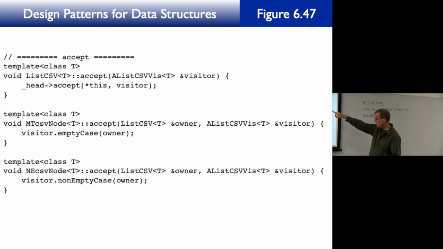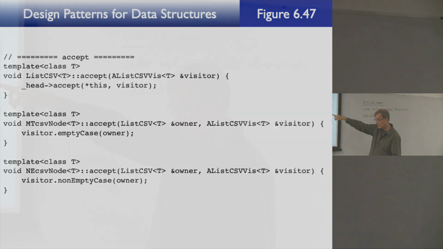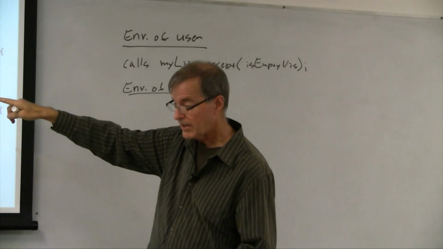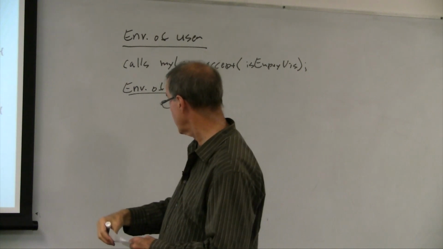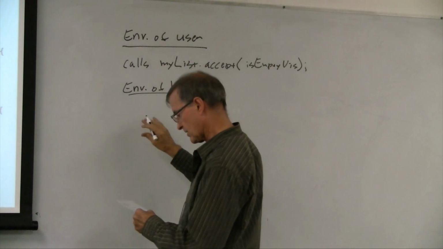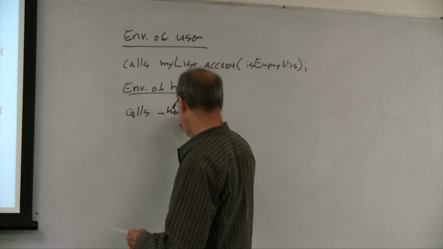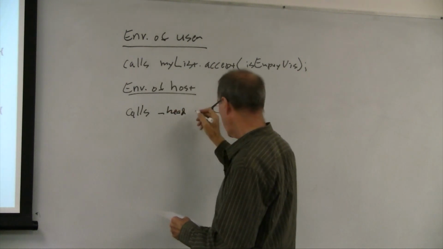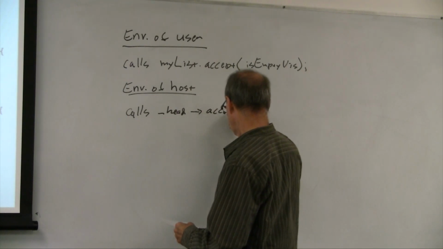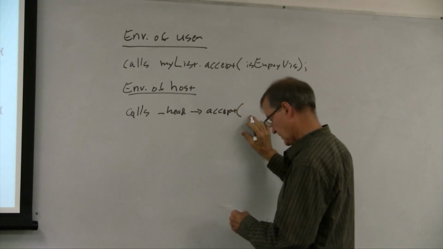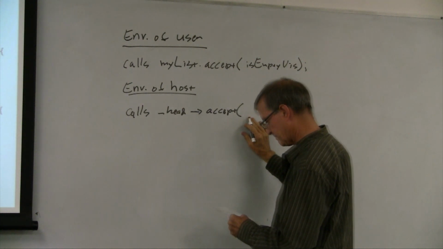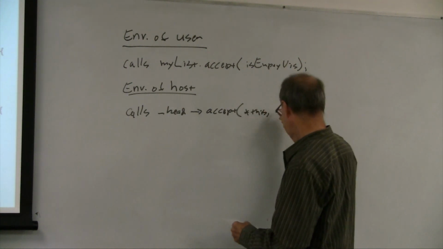Now, what does accept call? What does the list version of accept do? It does head arrow accept star this visitor, right? So that's the next call it makes. Now where does that put us? Well, here in the environment of the host. Let's write that down. It calls underscore head arrow accept, and then star this and visitor.